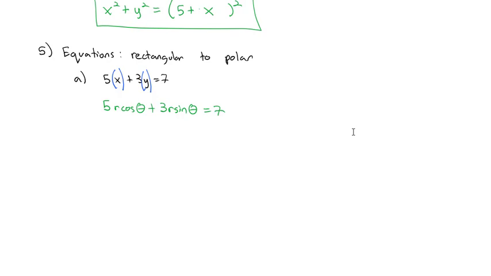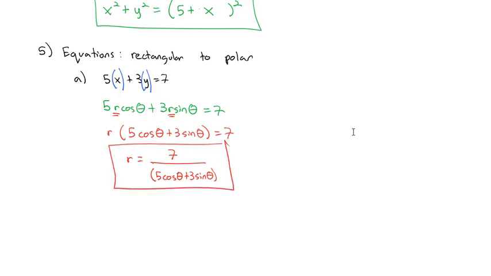And technically, we could be done there. That's a polar equation now. But let's go ahead and solve these for the radius so that it looks kind of like a function, r equals stuff. Since both terms have an r, I can factor out the r to get r times 5 cosine theta plus 3 sine theta equals 7. Dividing both sides by what's in the parentheses, the radius r is equal to 7 divided by 5 cosine theta plus 3 sine theta. And that's going to be my polar equation.